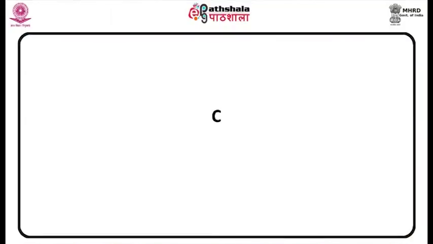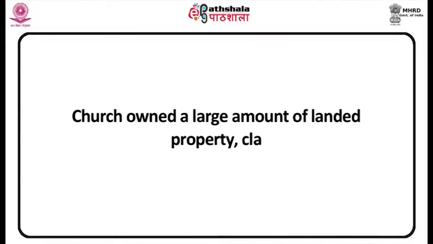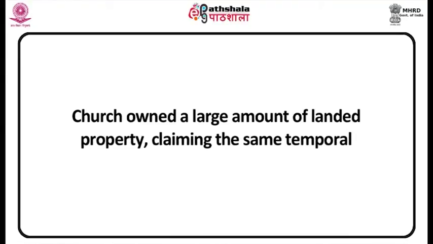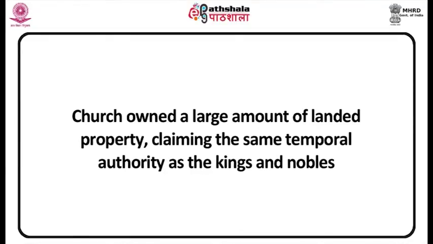Although towns and cities with artisans and merchants grew in importance, Europe was still an agricultural society, and land was the primary source of wealth and power. As was the case with feudalism, there was not any centralized political order, and the Pope was the main unifying authority. The church played a vital role in secular life, owning a large amount of landed property, close to a third in France, and claiming the same temporal authority as the kings and nobles.